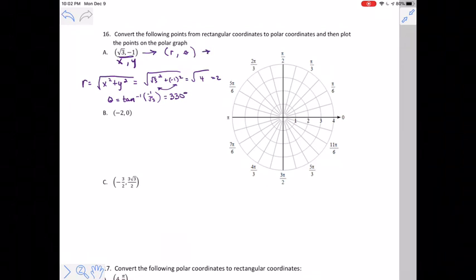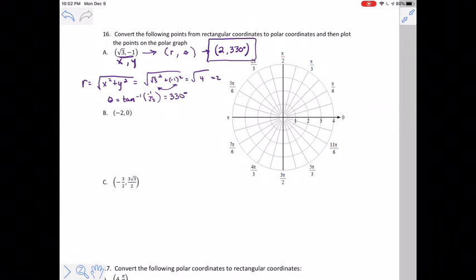So this would be 2, 330 degrees. That's the corresponding location of that point on the polar plane.